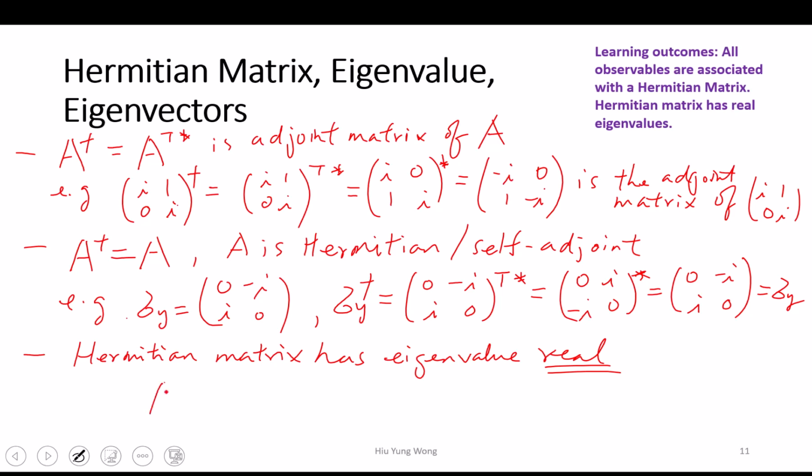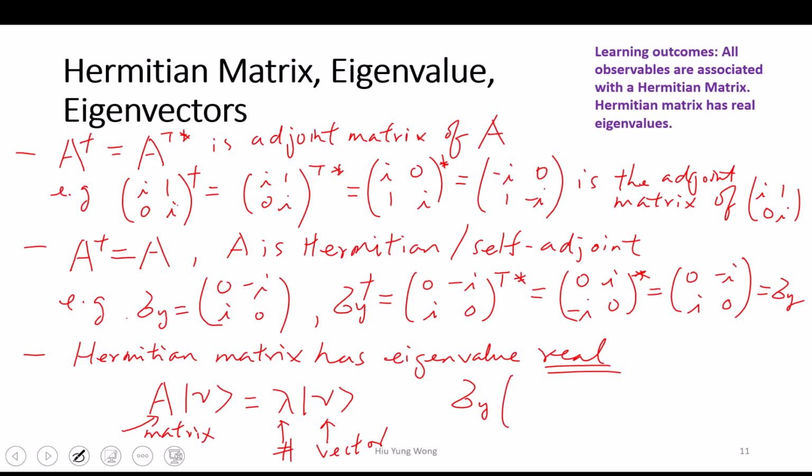So what is an eigenvalue? For a matrix, you can find a vector v such that the matrix times the vector equals a value times the vector. This is just a pure number, this is a vector, and this is a matrix.